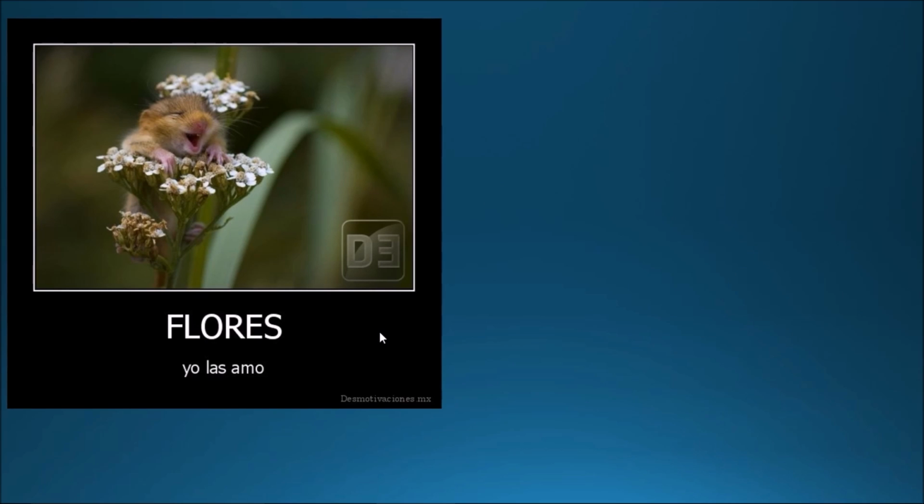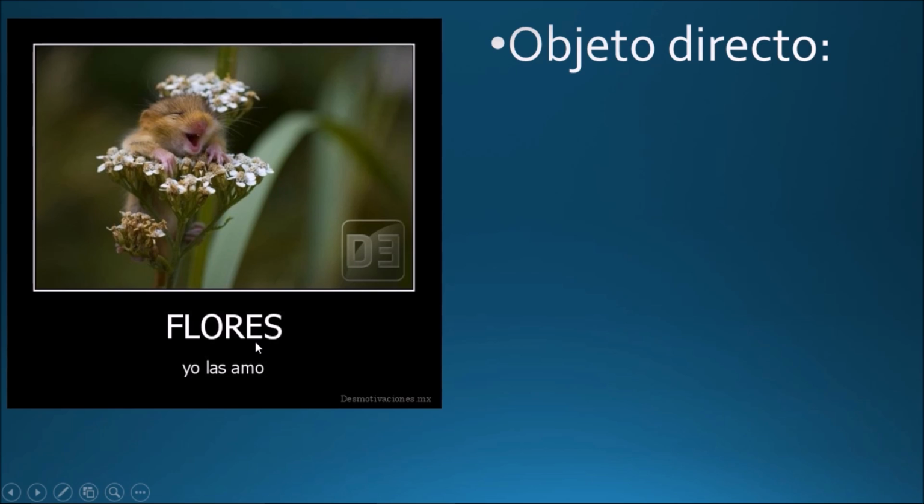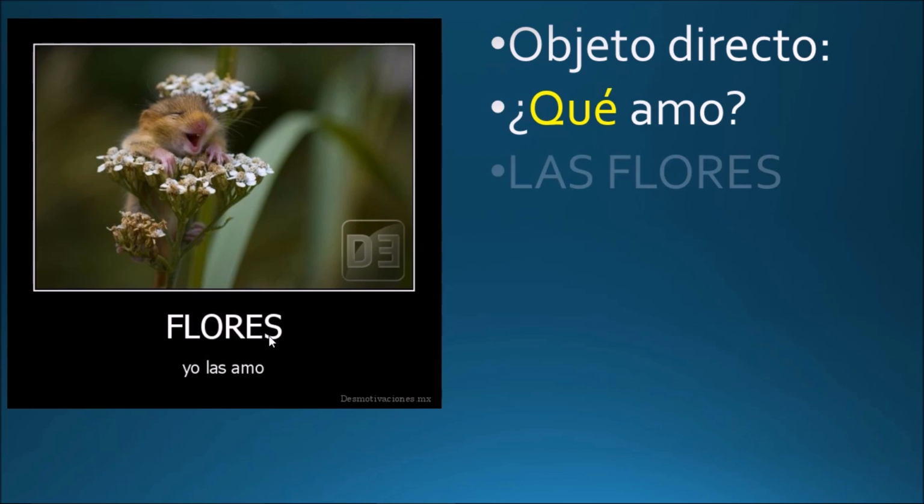Let's see an example. Flores, yo las amo. Flowers, I love them. I love, amo. So, ¿qué es el objeto directo? What is the direct object? Let's ask the question. ¿Qué amo? Las flores. What do I love? I love las flores. I love flowers. So here we already have flores. So instead of repeating, we could say flores, yo amo las flores.